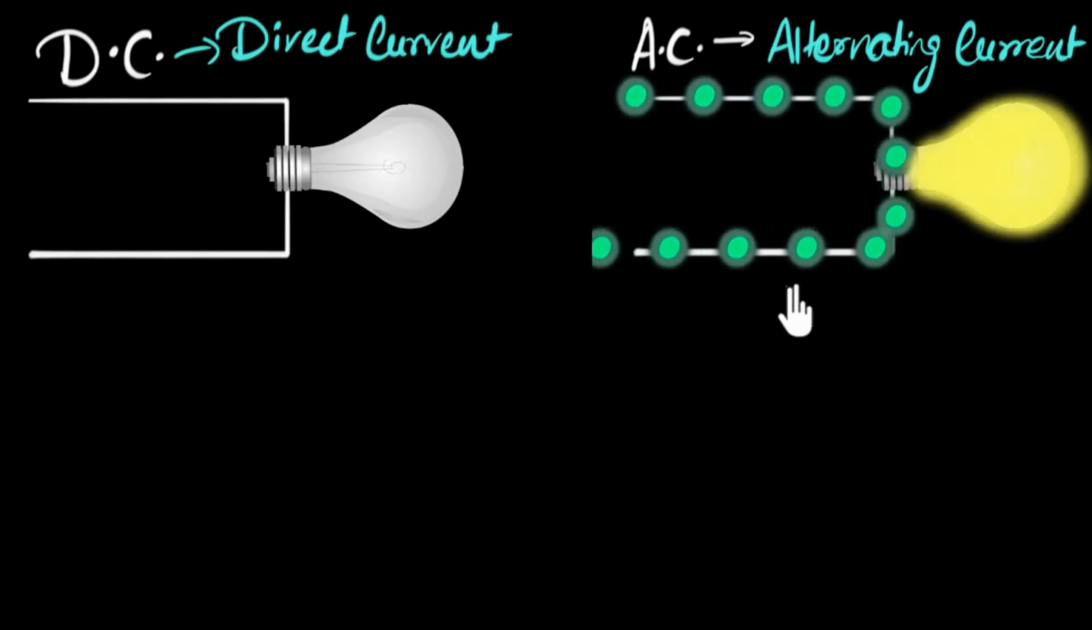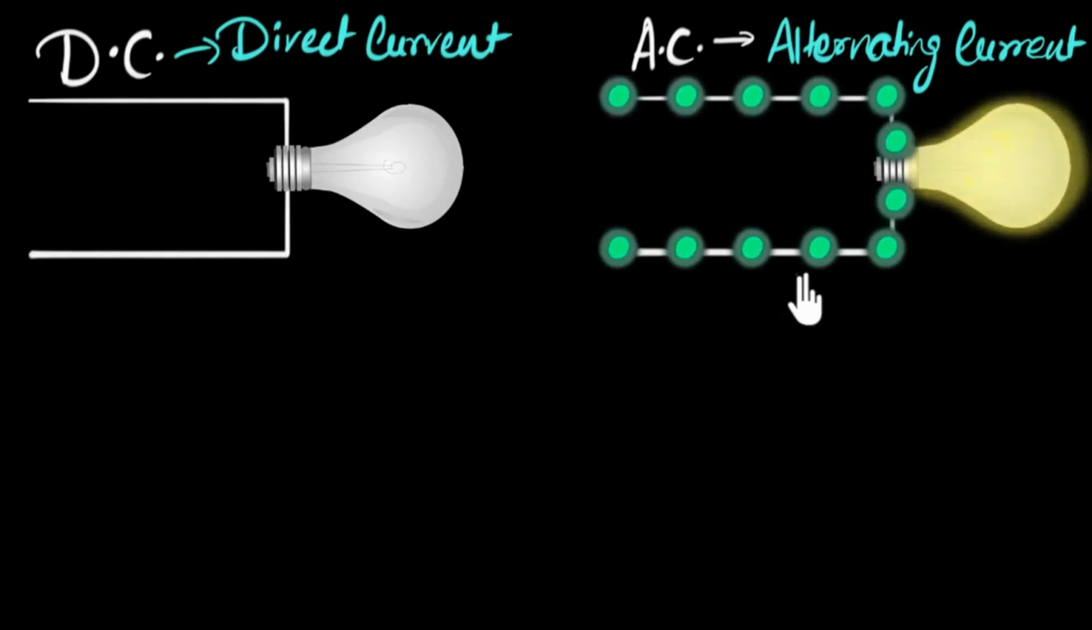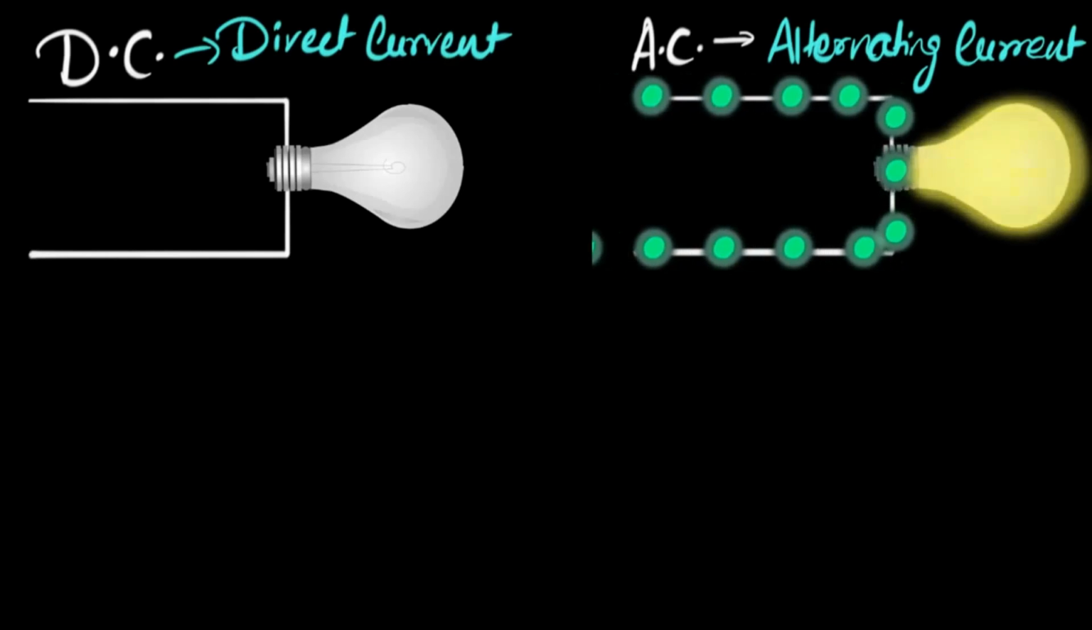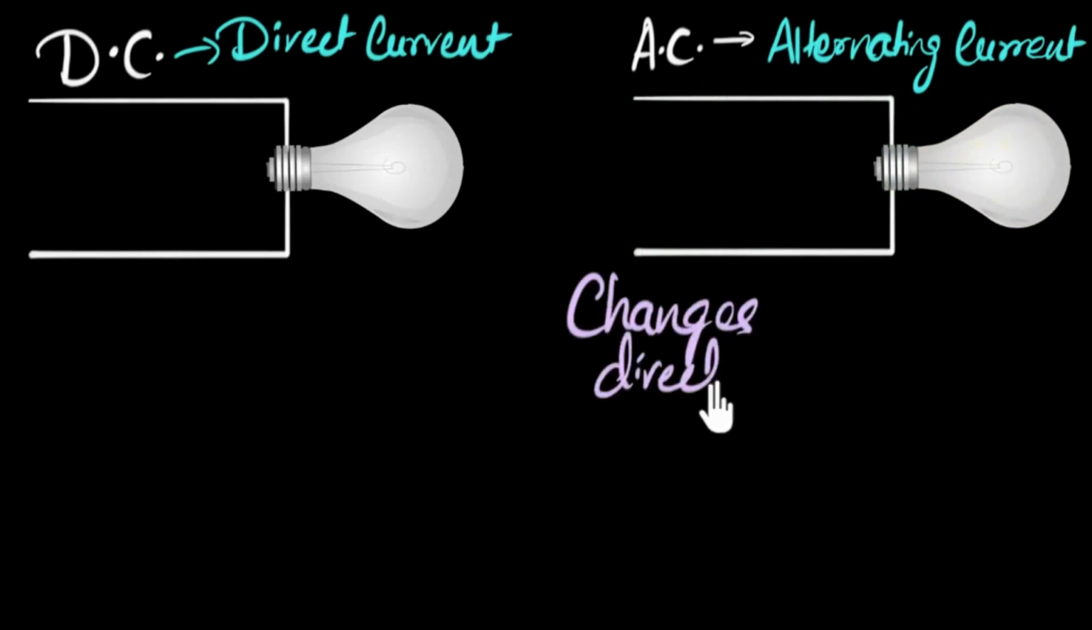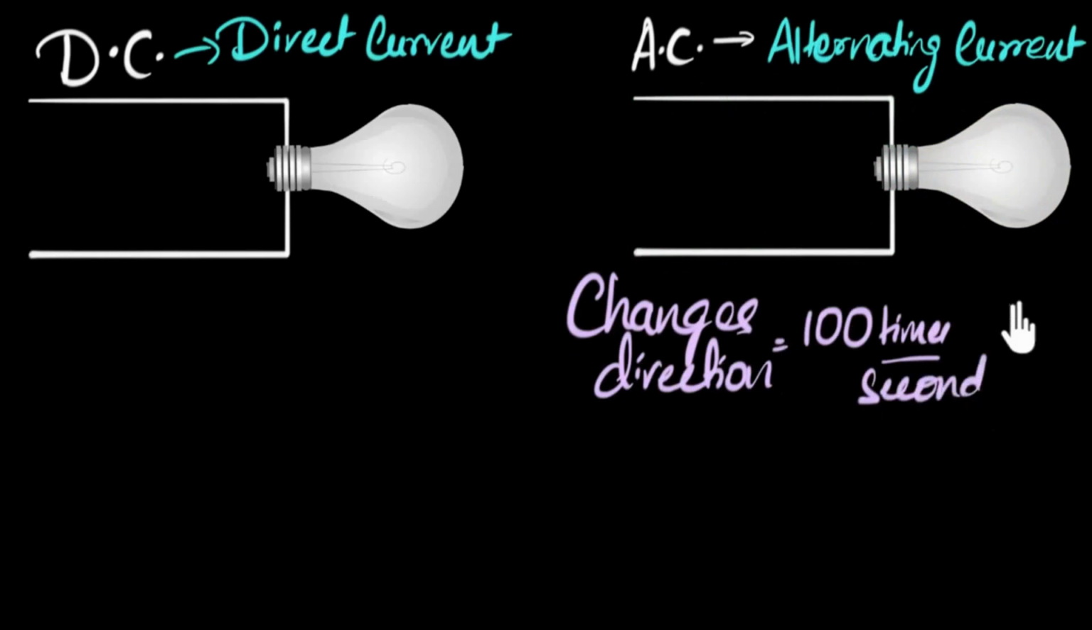Well, that's because it turns out in India, the current that we get from our main supply changes its direction 100 times a second. So let me just write that down. The current changes direction about 100 times per second. All right, and that means the current goes to zero 100 times in 1 second.